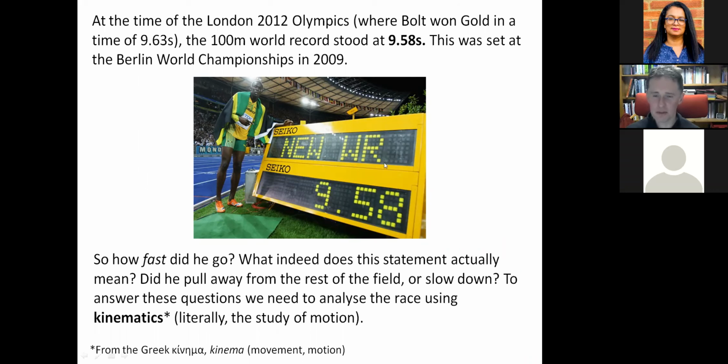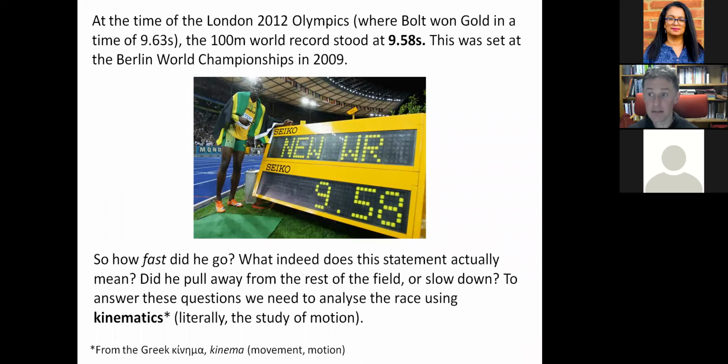The question is, well, we've got this, but how fast did he go? And indeed, what does that statement actually mean? You know, is it 100 meters divided by 9.58 seconds? Well, that's an average speed. But what does that tell you about the dynamics during the race? You know, did he pull away? Did he slow down?